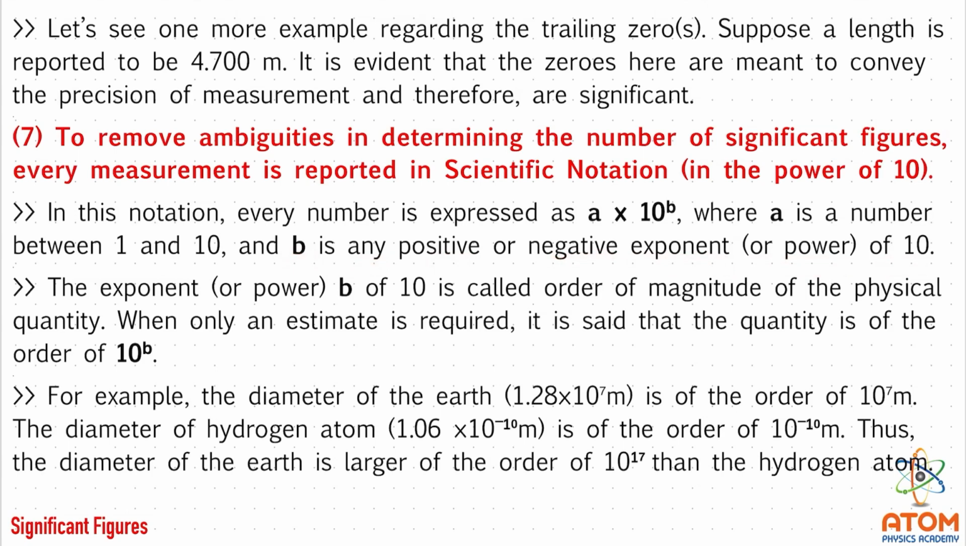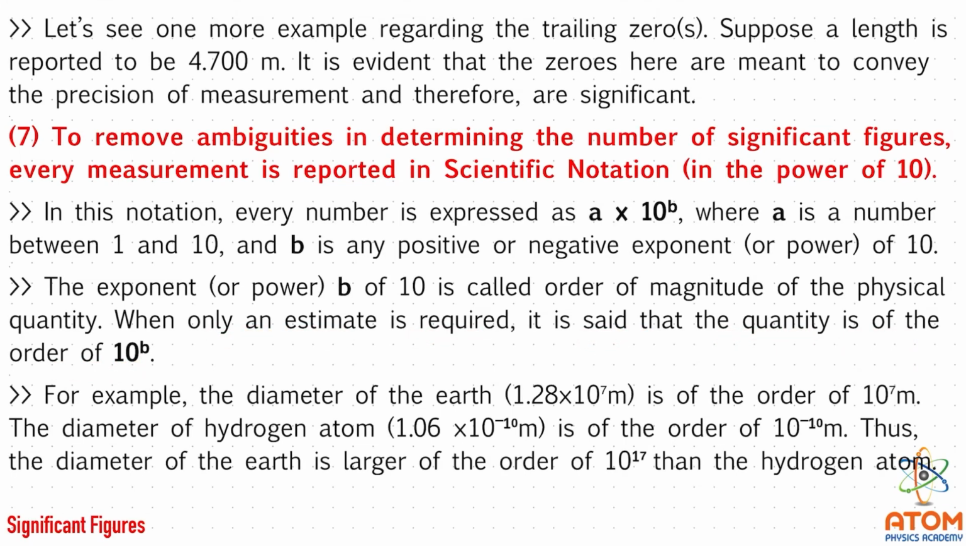Now what is this? Let us understand. The exponent, that means the power b of 10, is called the order of magnitude of the physical quantity. When only an estimate is required, it is said that the quantity is of the order of 10 raised to b. Let us understand this by one example.